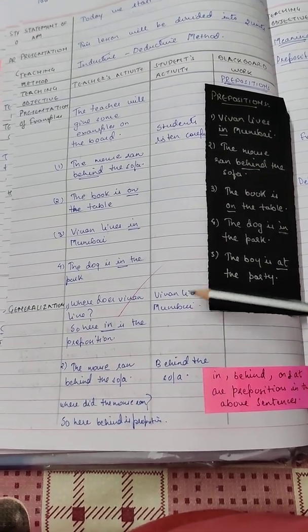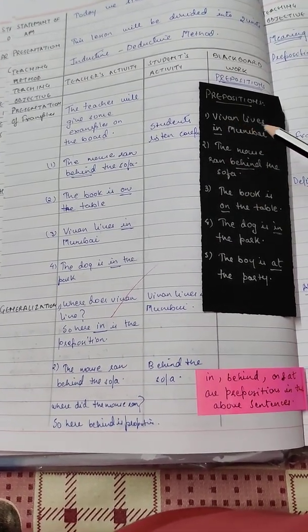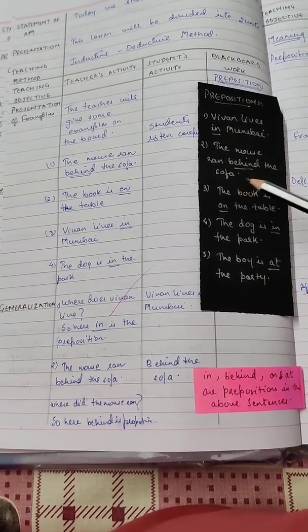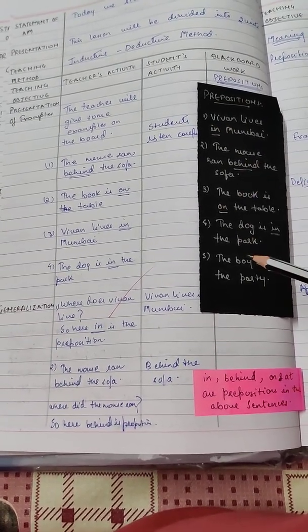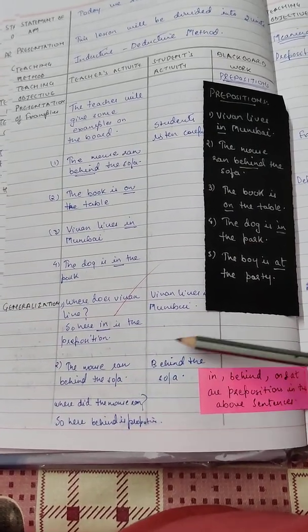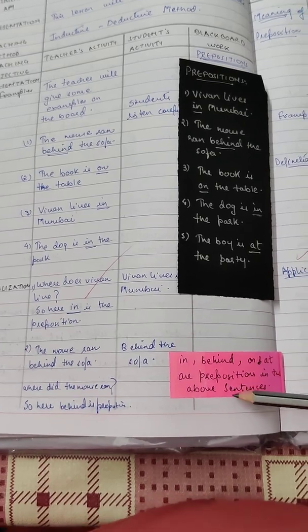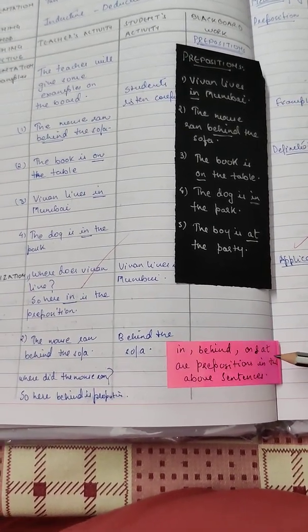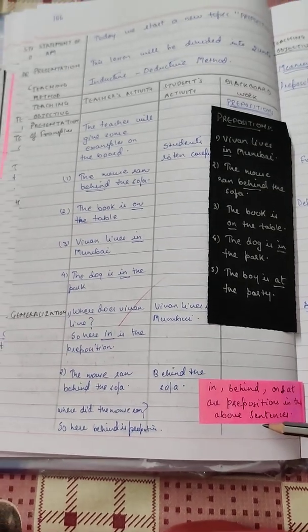Like there are prepositions in these examples, like Vivan lives in Mumbai. So in is the preposition. Mouse ran behind the sofa. Behind is the preposition. So in generalization the teacher is going to explain these. Like here I have stuck a miniature. In, behind, on, at are prepositions in the above sentences.